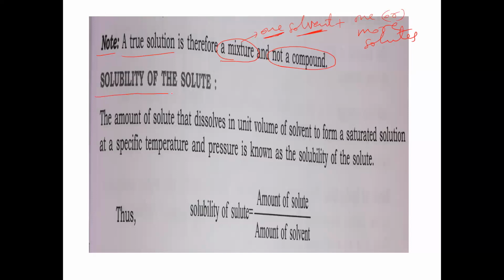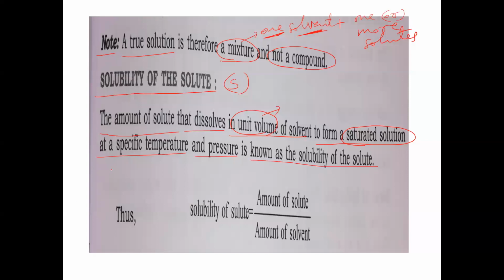Next, the solubility of the solute is given by S. The definition of solubility: solubility is the amount of solute that dissolves in a unit volume of solvent. Unit volume means a particular volume, 1 ml, 1 liter, 100 ml like this. The amount of solute that can dissolve in the unit volume of solvent to give a saturated solution at a specific temperature and pressure is known as the solubility of the solute.